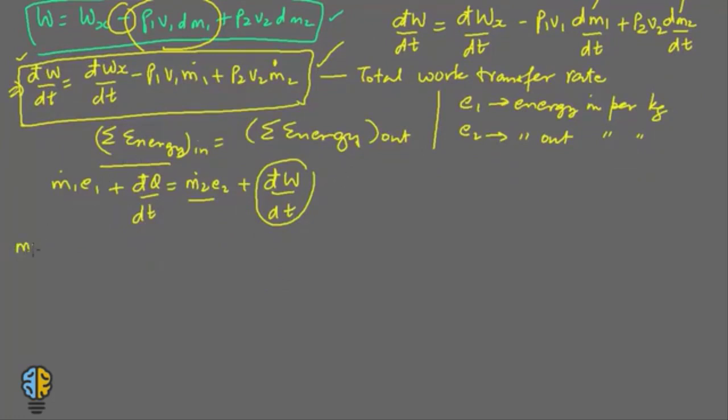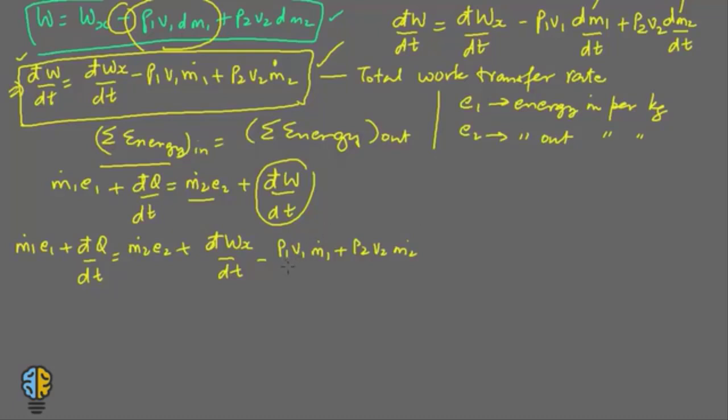So we would have m1 dot E1 plus dq by dt is equal to m2 dot E2 plus dwx by dt minus, you would have p1 v1 m1 dot plus p2 v2 m2 dot. So this is what you would get.